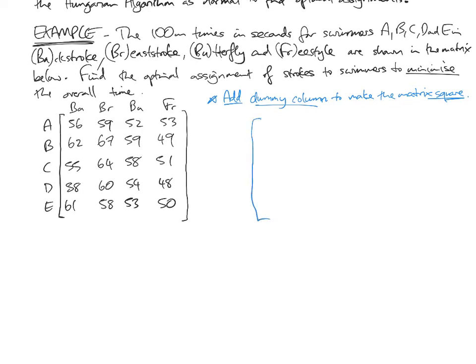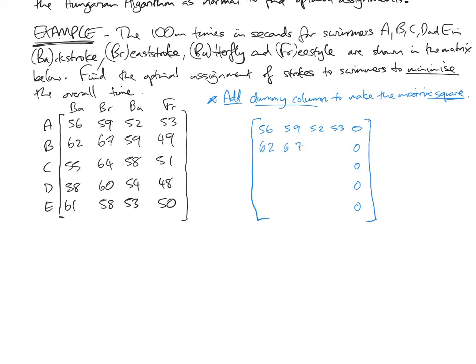Redraw this matrix, but it's going to be square this time. And we need to add an extra column. So it's going to be 56, 59, 52, 53, and 0. We're adding a dummy column of only zeros. So 5 zeros going down. The rest of the matrix remains the same.